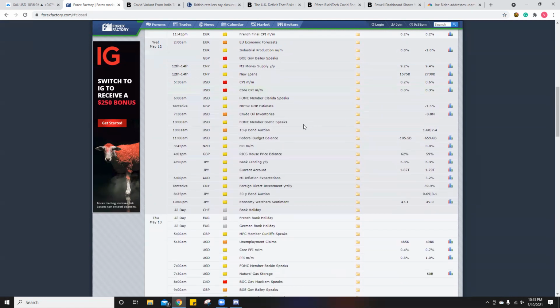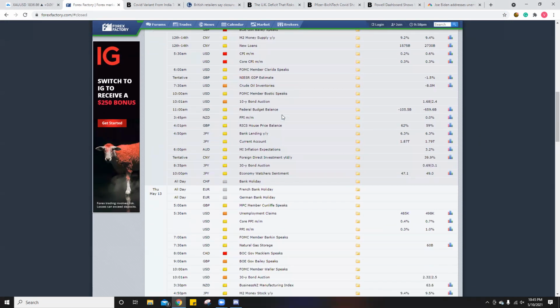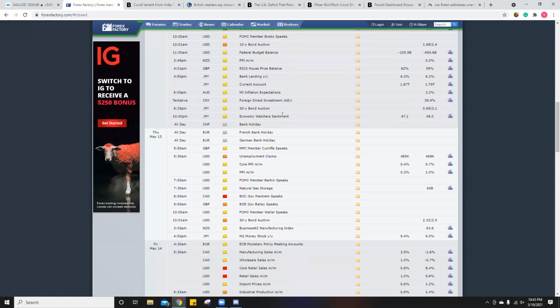As we go further down, if you're trading USD CAD or US oil, you want to watch what the crude oil inventories number is going to be. So you have that to watch out for. As we go further down, Thursday, you have a bank holiday from Euro.